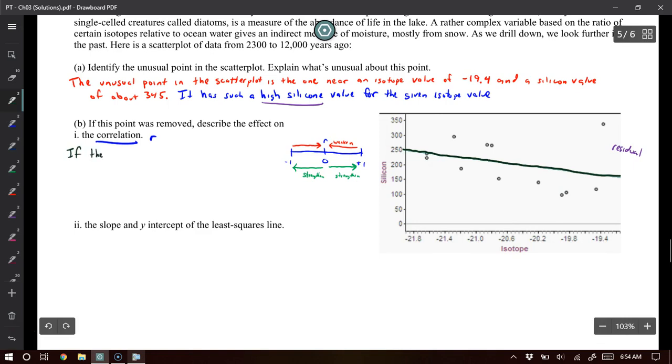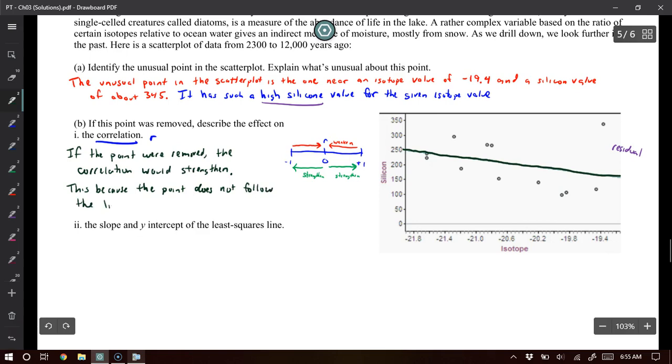If the point were removed, the correlation would strengthen. This is because the point does not follow the linear pattern of the other points.